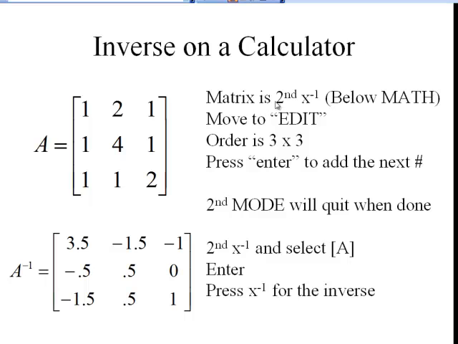If you'll type in second x inverse right below the math key, crawl over to edit on the right side, type in whatever your order is, push enter a bunch, and just type in the matrix. Then when you go back to your quit clear screen, you can just type in matrix A, hit the inverse key, and it will give you the inverse. For bigger matrices, you can use that to add, subtract, multiply, and whatever you need to do.